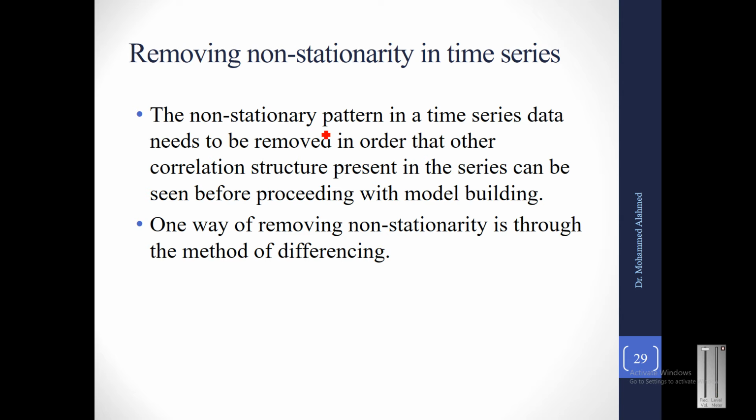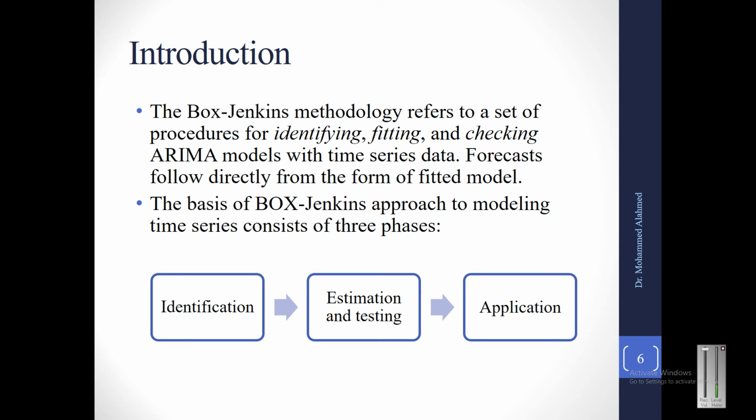So the non-stationary pattern in the time series data needs to be removed in order that other correlation structure present in the time series can be seen before proceeding with model building. Again, since we are dealing with the Box-Jenkins model, we have the identification phase, estimation and testing, and application. These are the main three steps for the Box-Jenkins models.